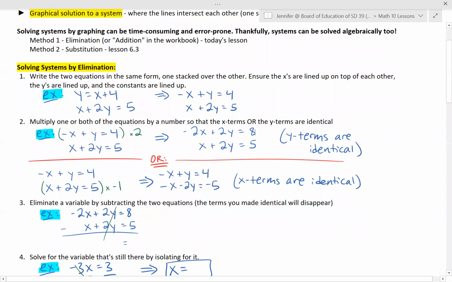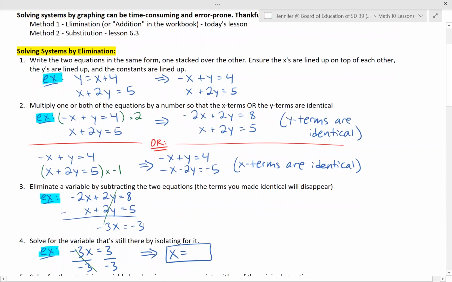In step 3, we're going to eliminate one of the variables by subtracting the two equations from each other. So the terms that we just made identical are going to disappear. So I'm taking the first part here when I made the y terms identical. So if I'm subtracting these from each other, obviously 2y minus 2y just leaves us with 0. So those go away. We're left with negative 2x minus x, so minus 3x. And then 8 minus 5, that gives us minus 3. So we know that we did the step correctly if we've eliminated one of the variables, because now we know how to solve this. We're able to solve for x, where originally we weren't able to do so.